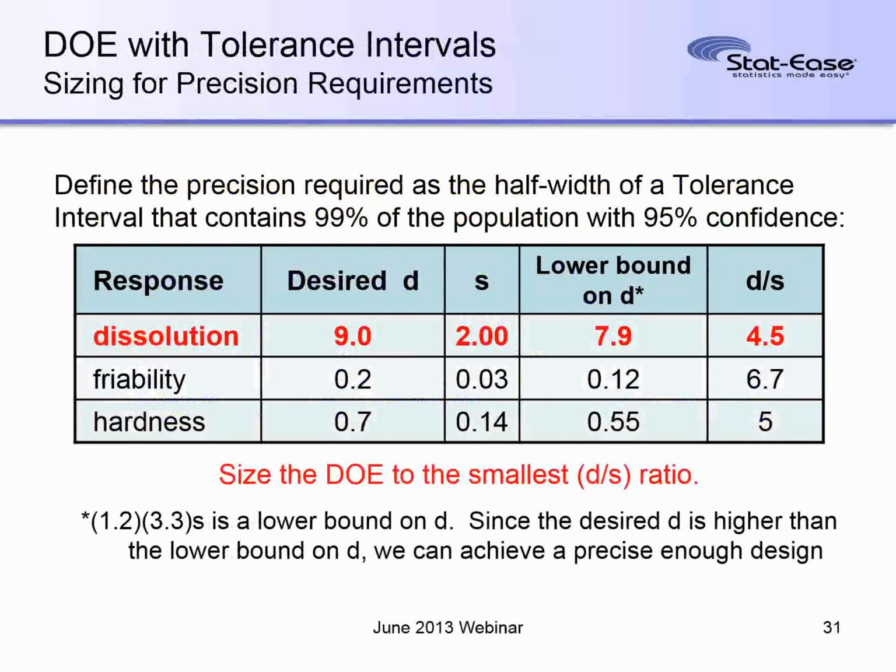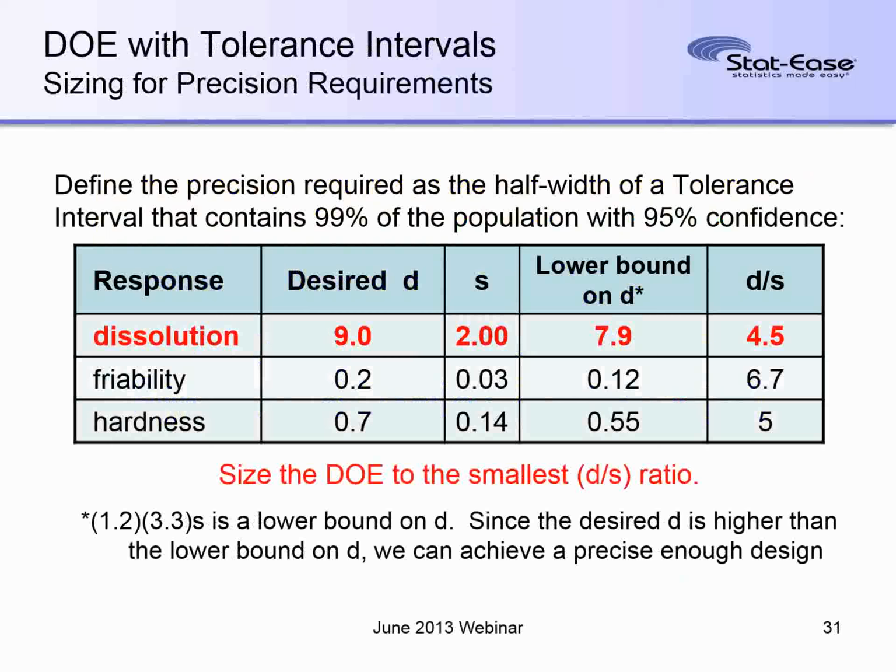Okay, back to our work at hand. The desired D, or the precision estimate, is plus or minus 9. Given that we have an estimated guessed standard deviation of 2, if we plug that into our 1.2 times K1, which was about 3.3 on that earlier page, times 2, that's about 7.9.